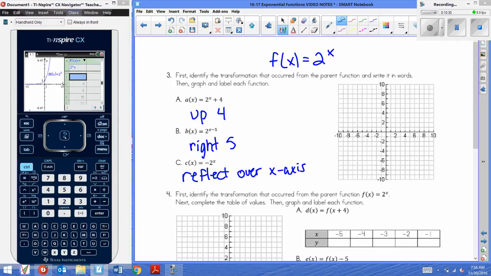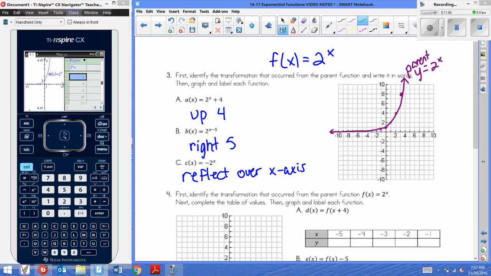All right, now what I would like to do first is just plot the parent function. It helps me to just see what's going on, and it helps me to also transform it because I now have some points to work with, even though this one's off a little bit. Okay, so here's my parent. Let's label it. Some of you might just want to say it's y, or f of x is equal to 2 to the x power.